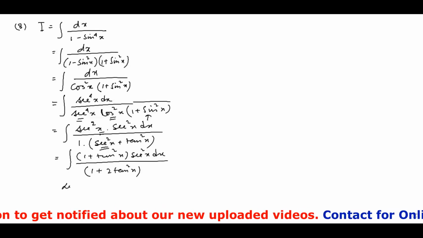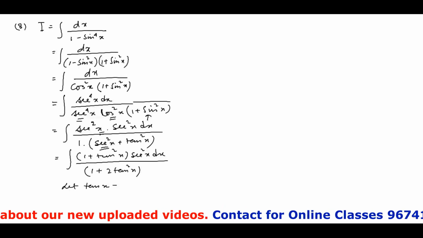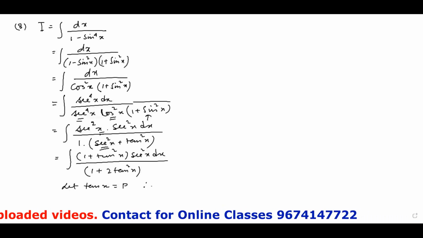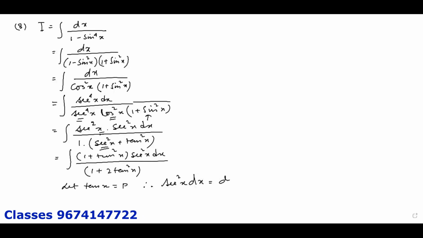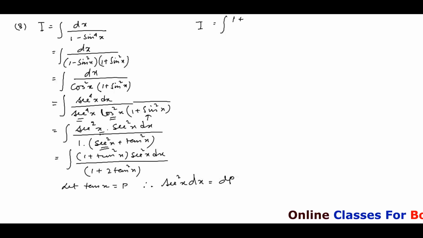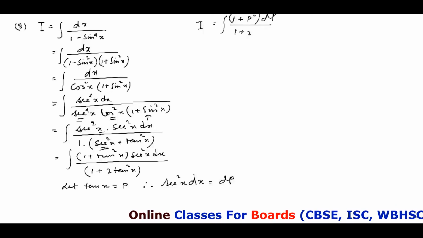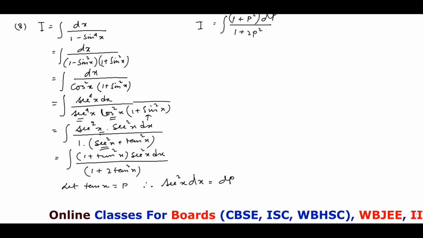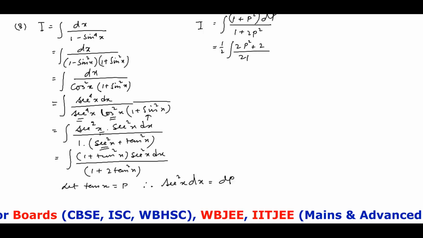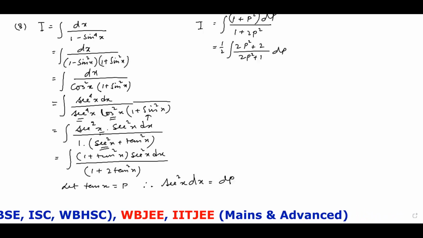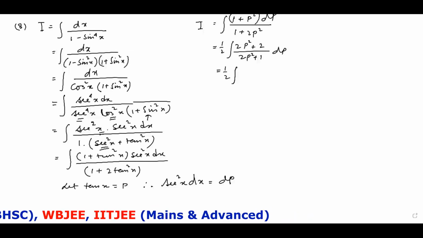Now let tan x be p. Therefore, sec square x dx will be equal to dp. Therefore, my integration will become 1 plus p squared dp by 1 plus 2p squared. Is it okay? Now take a half common outside, so it will be 2p squared plus 2. Now 2p squared plus 2 in the numerator, let us write it in this way: 2p squared plus 1 plus 1.